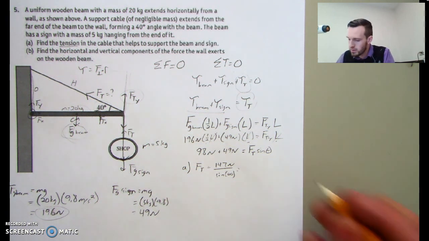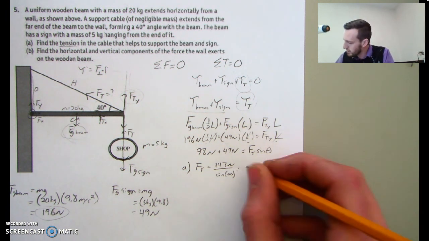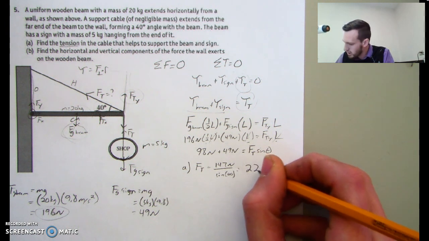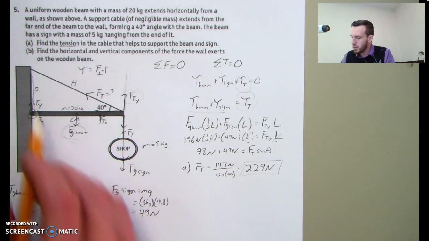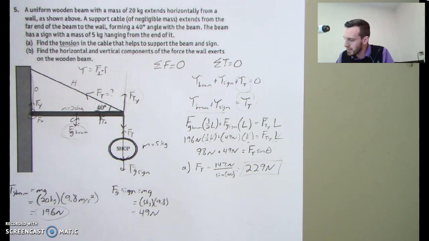Make sure you're in degree mode to get the right answer. And that would get us a force of tension of 229 newtons if I round it with some sig figs there. So we've accomplished part A. It says find the tension in the cable.